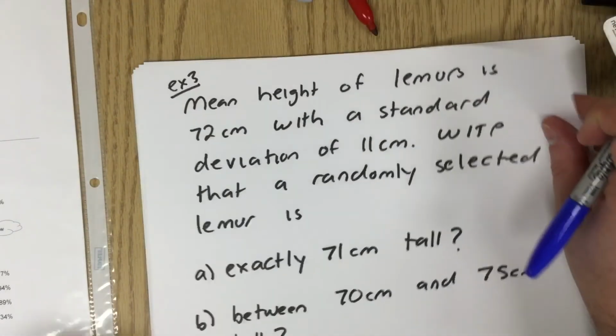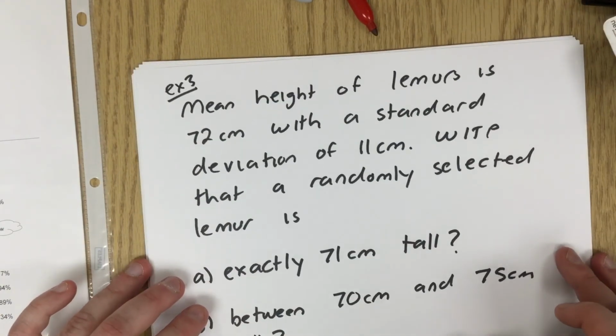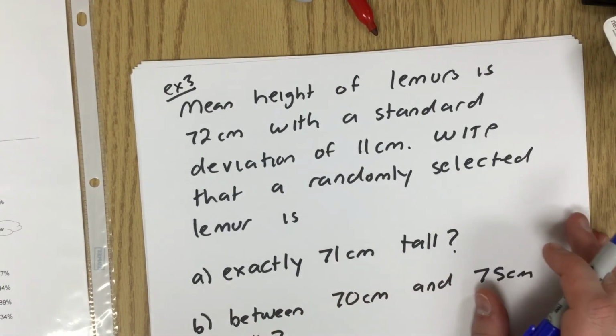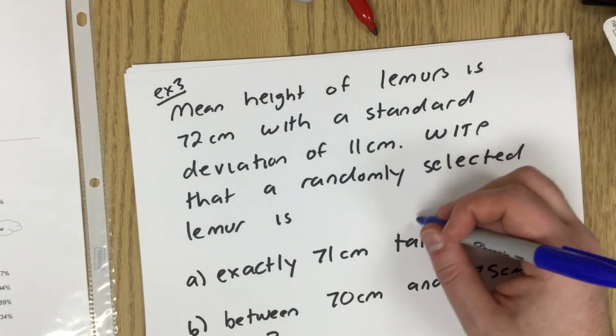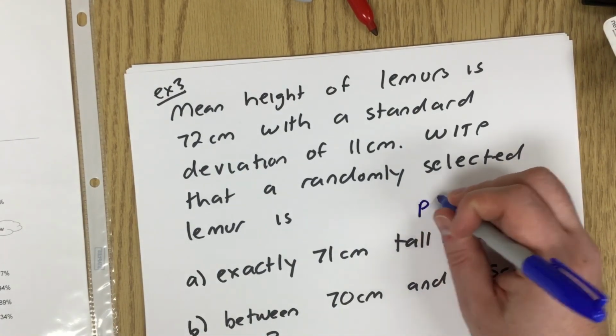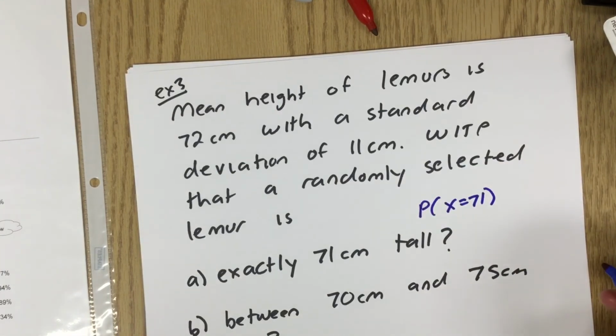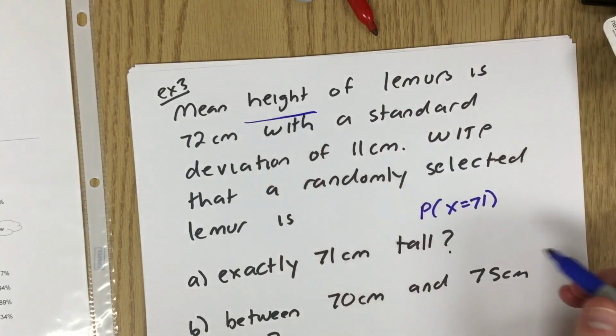That's quite the question. One little quick add-on. Let's say we have this one over here. The mean height of lemurs is 72 centimeters with a standard deviation of 11. What's the probability that a randomly selected lemur is exactly 72 centimeters tall? So we might say, okay, so the probability that x equals 71, and then what does that correct into? And the answer is that it doesn't correct at all, because this is height, which is a continuous variable.